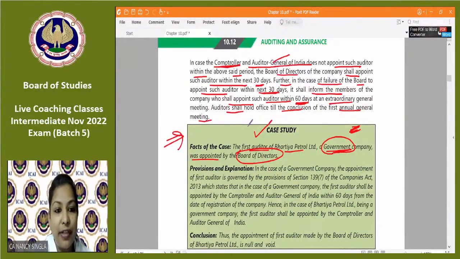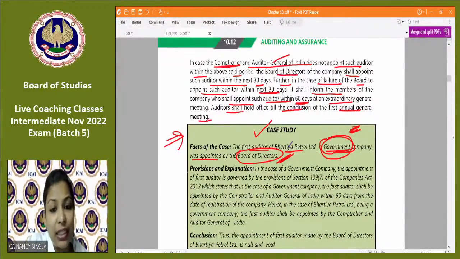Send in your replies fast. See, it is a government company. तो बोर्ड ऑफ डायरेक्टर्स को देख के ये मत सोचना कि ठीक है फर्स्ट ऑडिटर तो बोर्ड ऑफ डायरेक्टर्स अपॉइंट करते हैं. इन केस ऑफ अ गवर्नमेंट कंपनी किसको बोला गया है? सीएजी को. ठीक है. So quickly send in your replies.